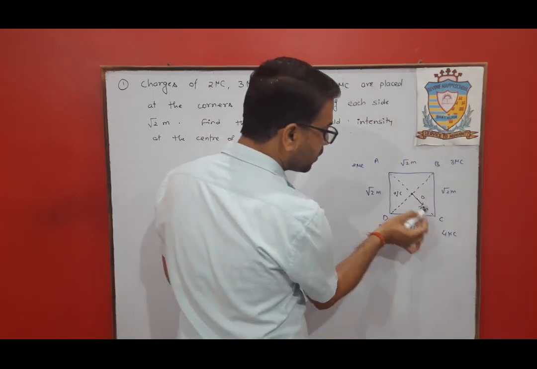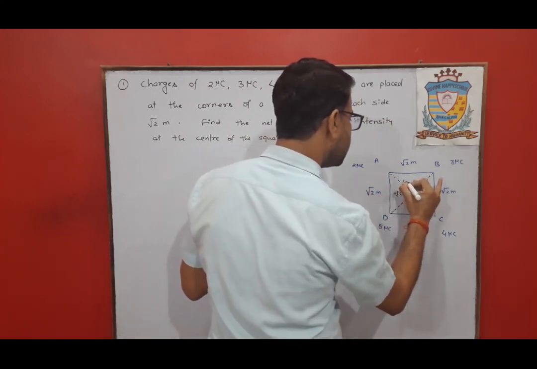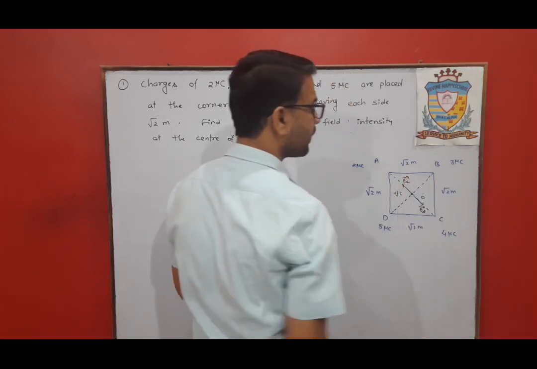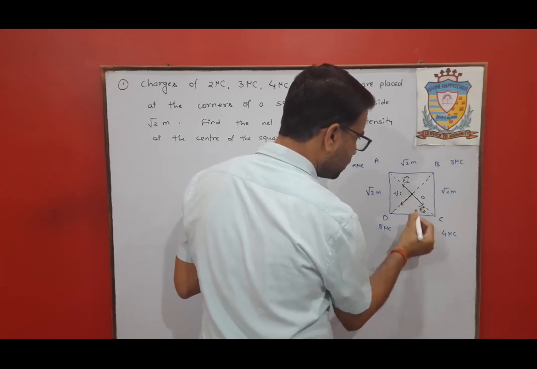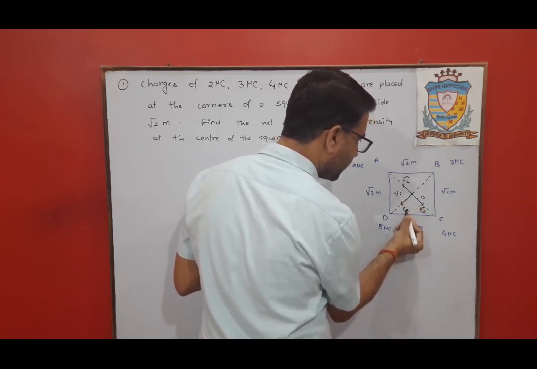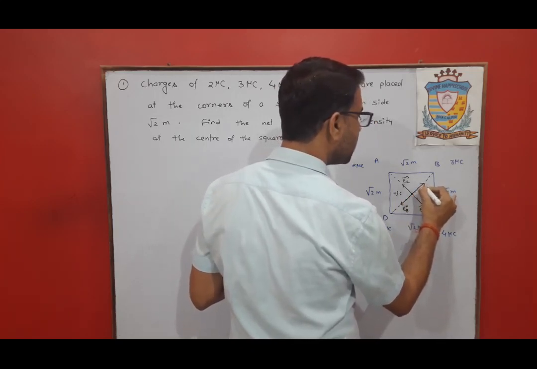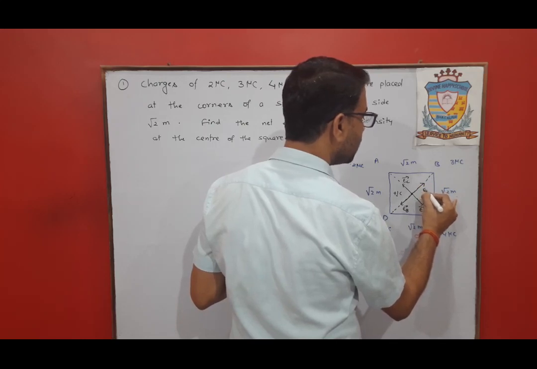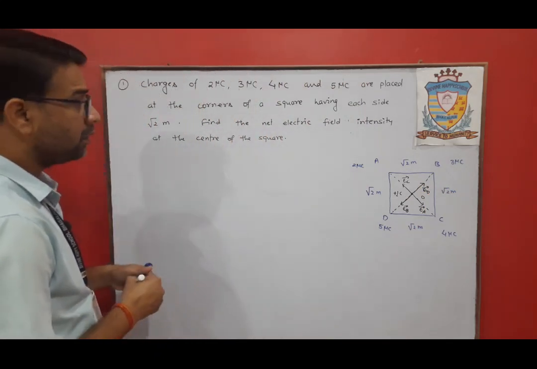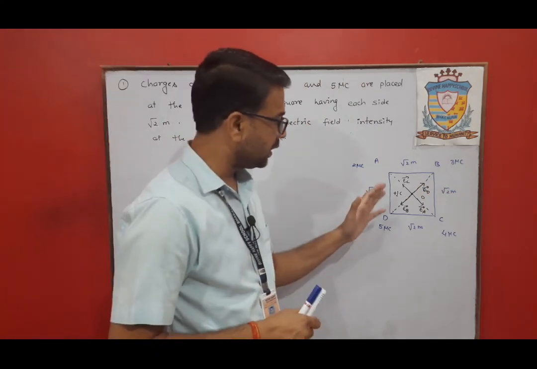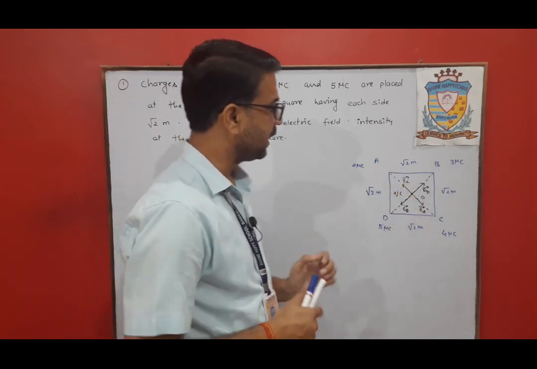What about the direction for C? This will be the direction of electric field intensity due to C. This will be the direction of electric field intensity due to B, and this is the direction of electric field intensity due to D. Now first we will calculate the magnitude of all the electric field intensities EA, EB, EC and ED.